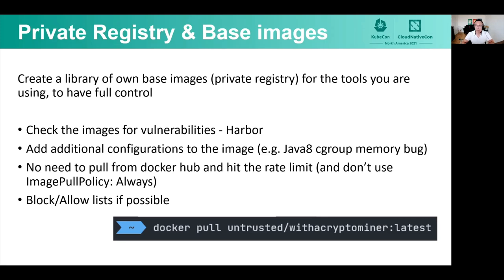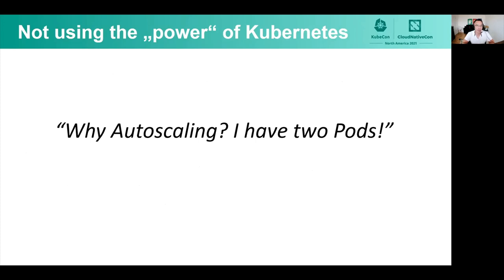Another problem I've seen frequently was not using the power of Kubernetes, or like this quote says, by auto-scaling, I have two pods. When you just deploy two pods or one pod of your application, why run it in Kubernetes when you don't use the features Kubernetes is offering you here? Like, as I said, auto-scaling, very cool stuff, right? So use the features Kubernetes is offering you.